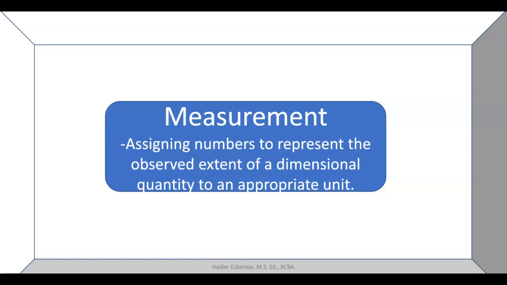study. So, for example, we can say a child ran for 30 minutes. So 30 is a number you are assigning to the behavior of running to explain what happened. Also, frequency, you could say a child raised his hand 4 times within 30 minutes to answer a question. So these are all numbers we use to explain a behavior and basically, again, to represent the observed extent of a dimensional quantity to an appropriate unit.